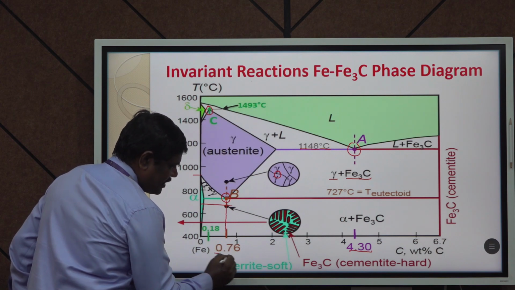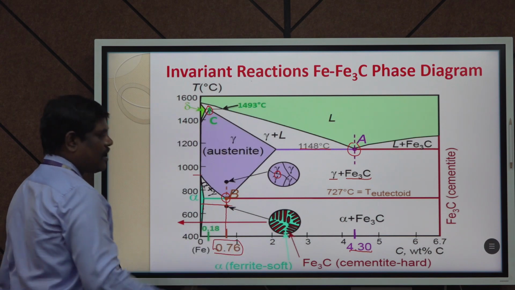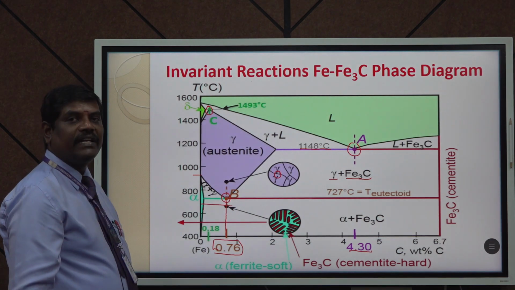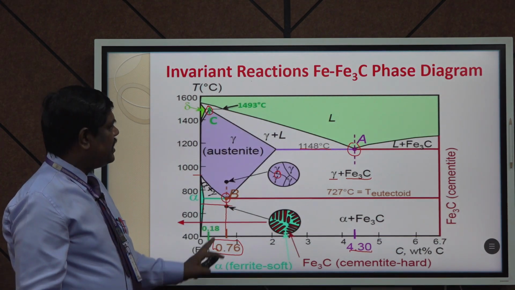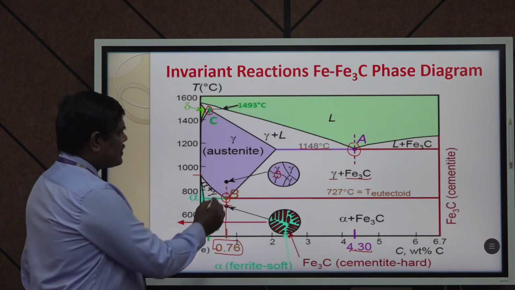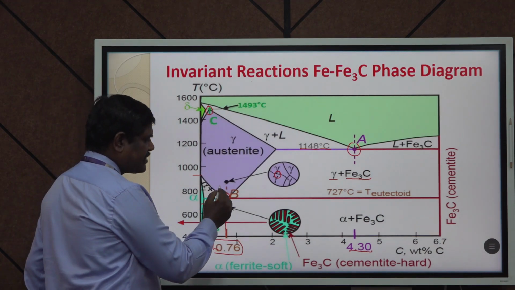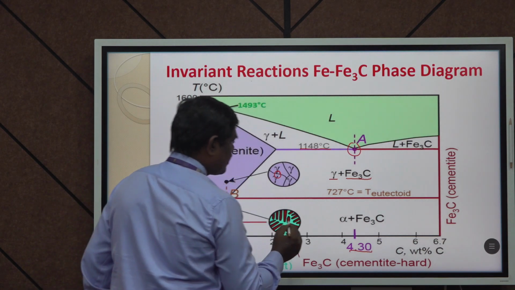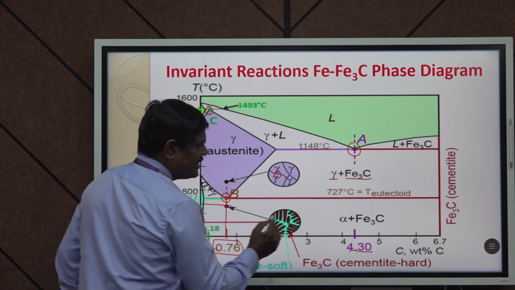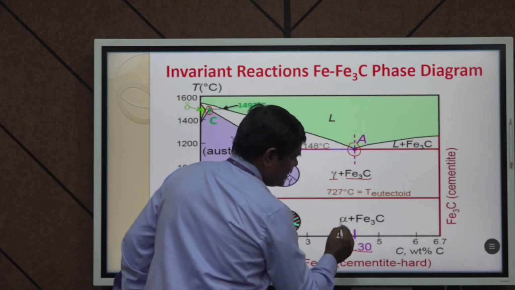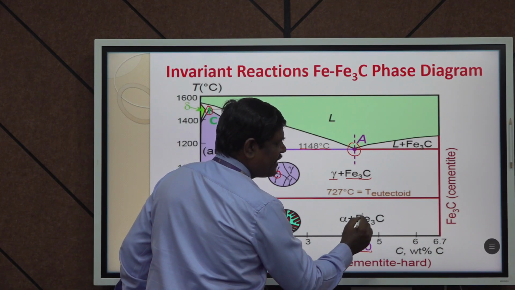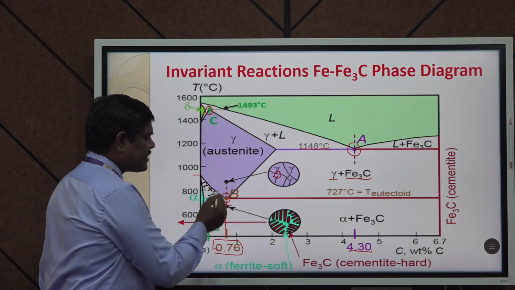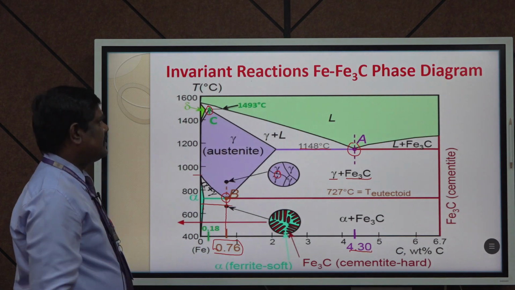And similarly, at 0.76% carbon addition, we have the point B, which we call the eutectoid point. At the eutectoid point, a solid, that is austenite, is converted into 2 solids, called pearlite, that is alpha plus Fe3C, ferrite and cementite. So, one solid is converted into two solids.